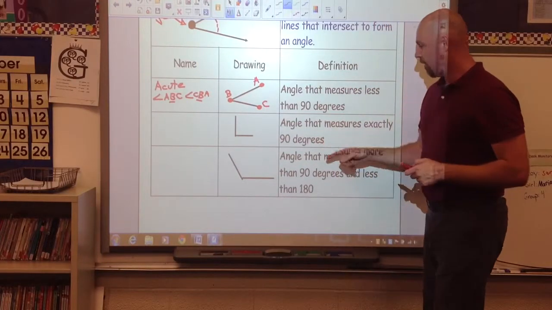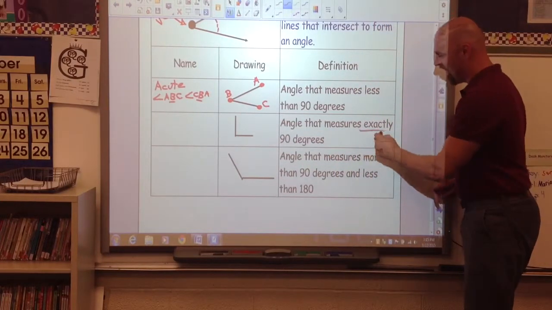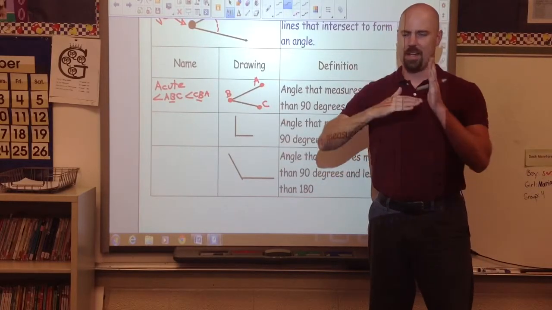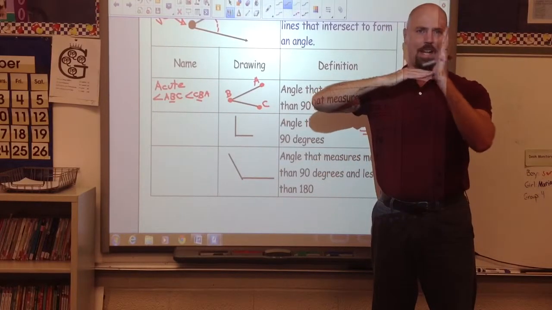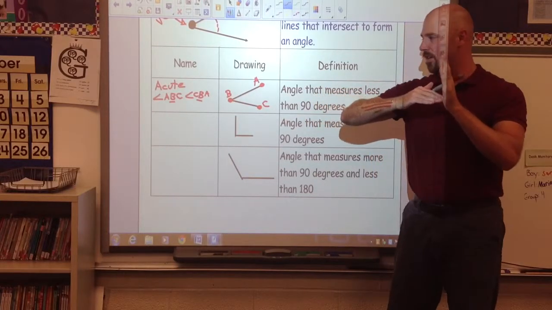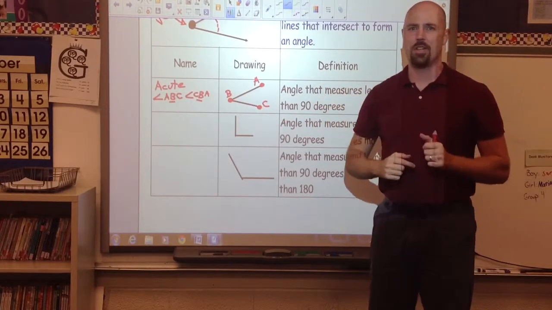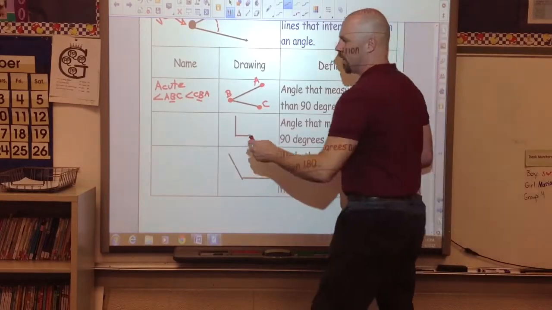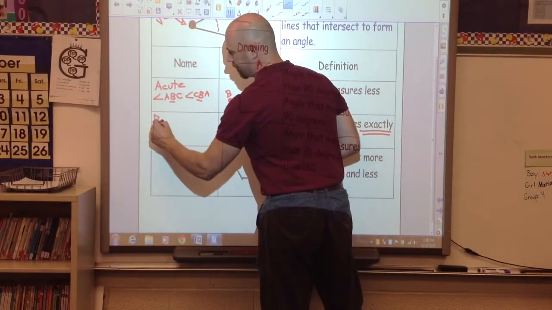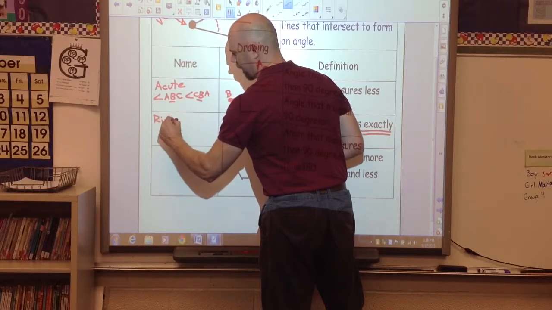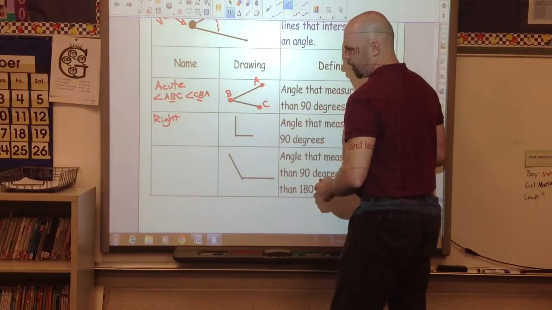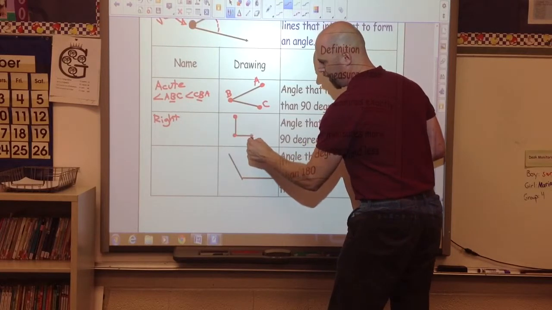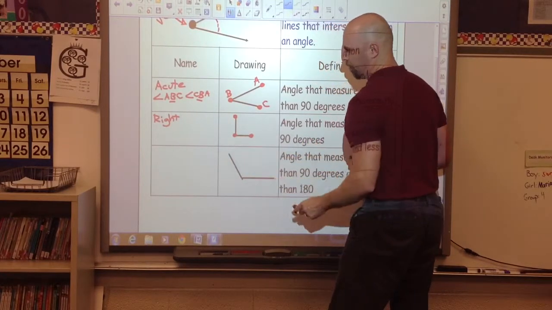This next angle has to measure exactly 90 degrees. There's only one way to do this one. It's 90 degrees. Not 89, not 91, exactly 90 degrees. And we say that angle has to be just right. Just perfect, just right. So we call this one a right angle. And when we do our right angle, we're going to put our points on there again. Remember, our vertex is our most important guy.